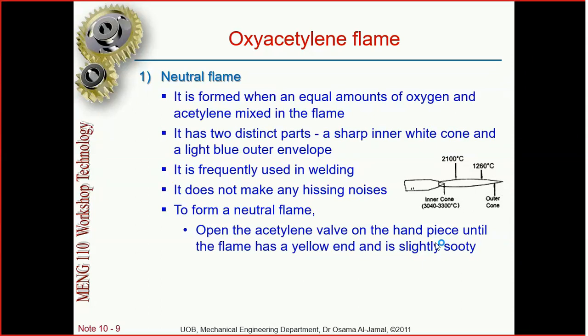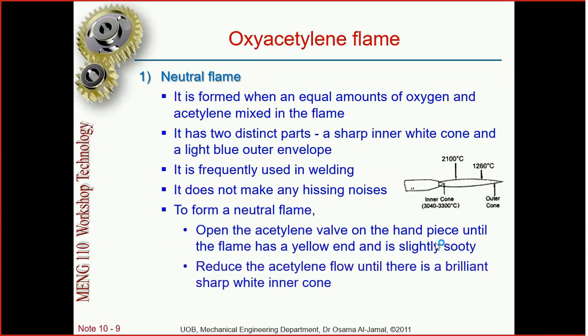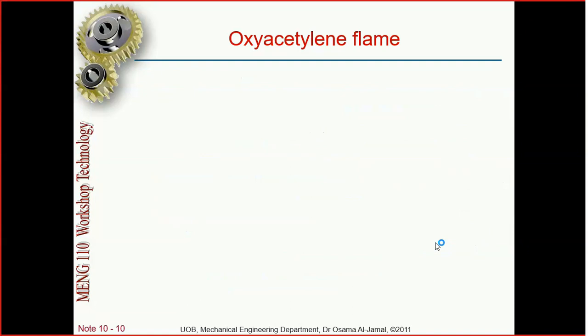Now to form a neutral flame, first we will open the acetylene valve until the flame is yellow. Then we will reduce the acetylene flow until there is a sharp white inner cone. So this is how we obtain a neutral flame.